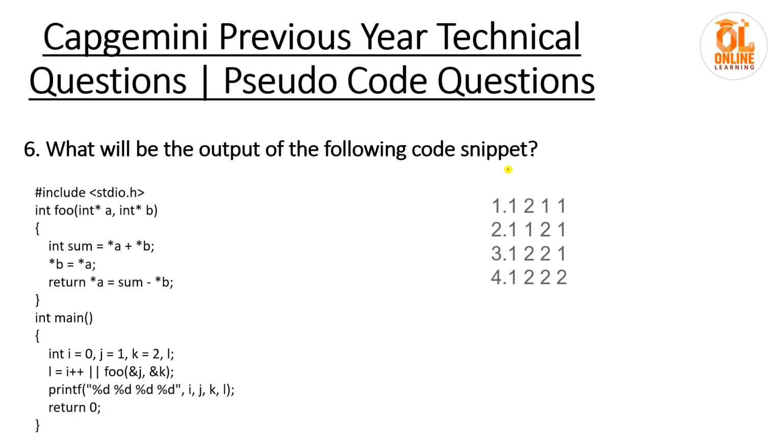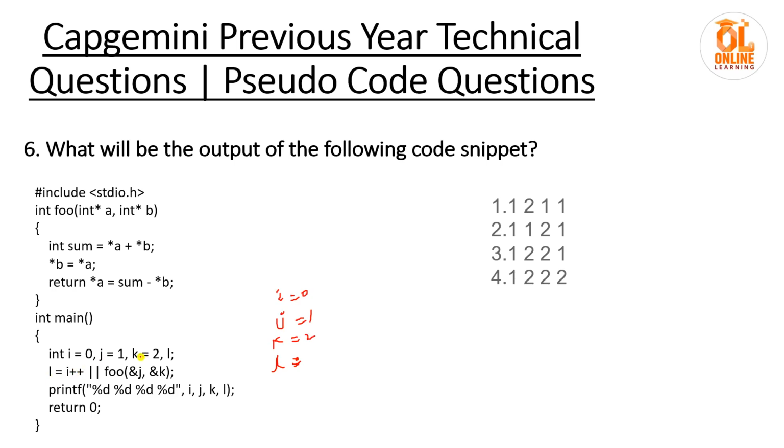What will be the output of the following code snippet? Okay. So variables are declared: i equal to 0, j equal to 1, k equal to 2, l equal to. Okay, l is just declared. Fine. L equal to i plus plus.